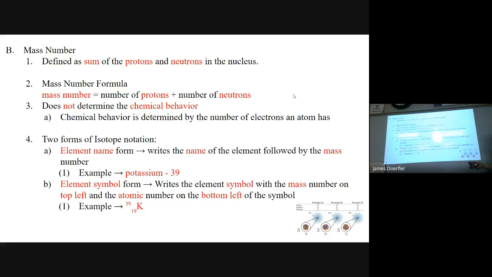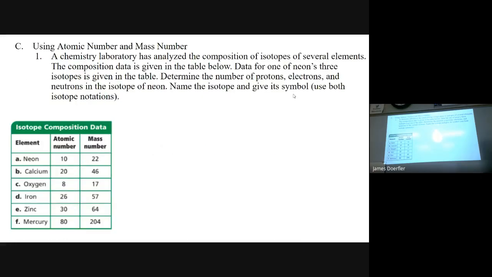So potassium-39, capital K, upper left, you have 39. That's the mass number of the isotope. 19, that's the atomic number of potassium, goes on the bottom left. Okay? So let's look at this question here.